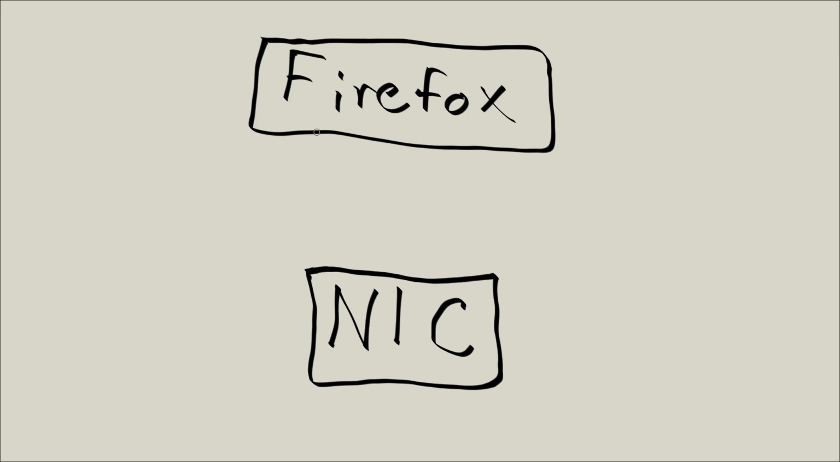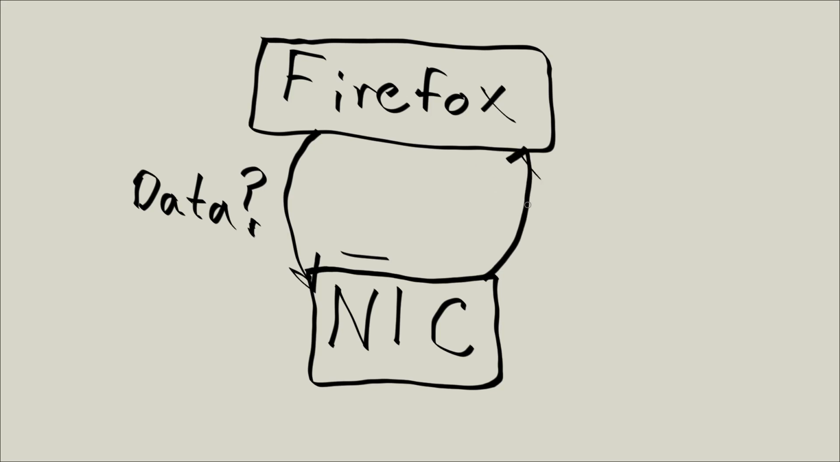And so if Firefox wanted to fetch some data from the network, it would have to tell this NIC, which is again a Network Interface Card, it would have to ask for the data. So it would say, data? And then if the network interface card had some data, it would respond with data, right? So Firefox would ask, do you have any data? And the network interface card would respond with the data if it has any, or if it doesn't have any, it would not respond with anything, or it would somehow signal to Firefox that it doesn't have any data.